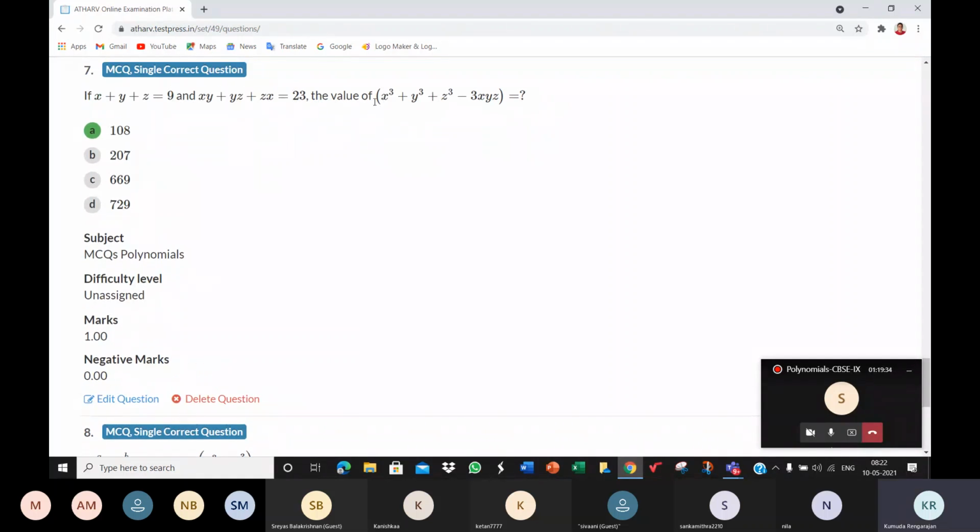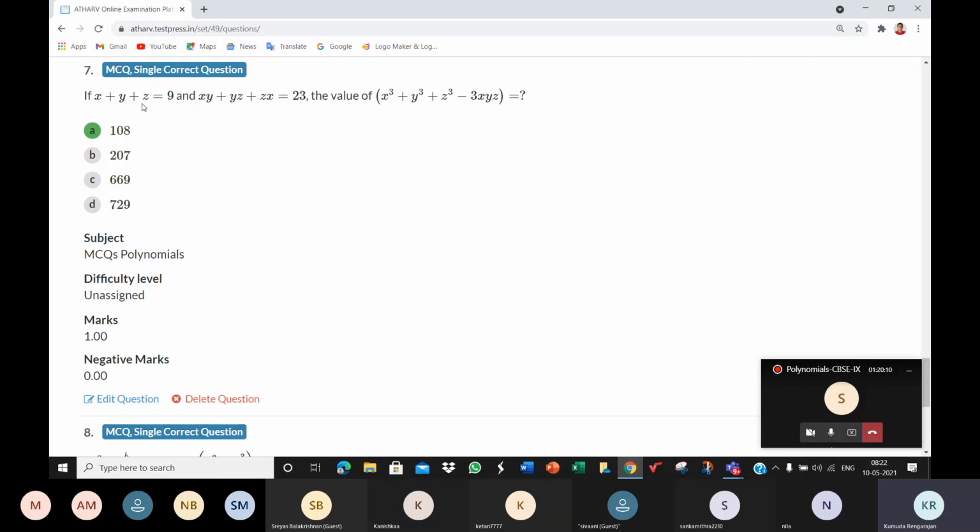Know the procedure. Class, please ask me questions. Look at this one. When you expand and complete this identity, we have three expressions. In the first bracket, X plus Y plus Z. We know the value of X plus Y plus Z is 9. Then in the second bracket, we have X square plus Y square plus Z square. We don't know its value, so we need to find that. And the remaining three terms, on taking minus common, you can write as XY plus YZ plus ZX, which is 23. So clearly we need to find the value of X square plus Y square plus Z square.